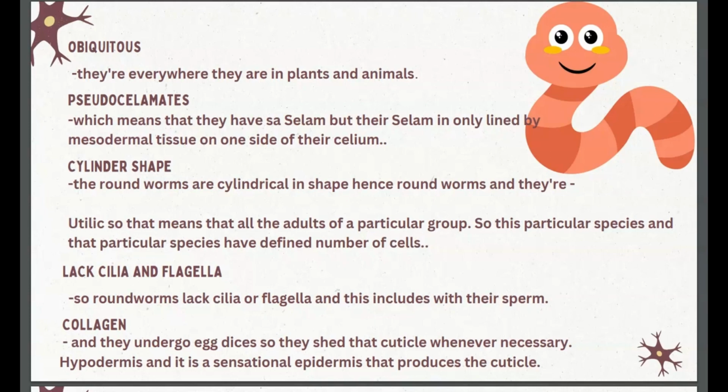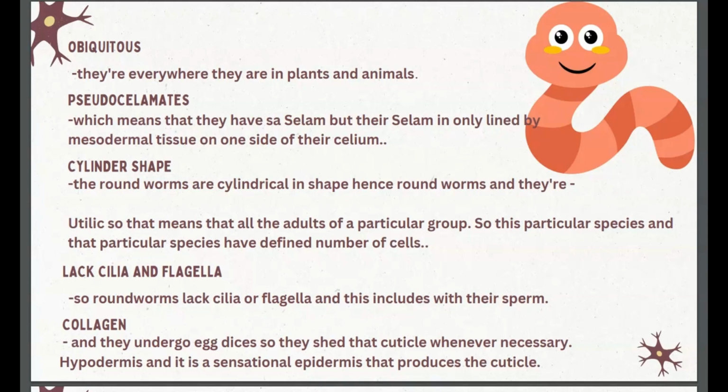So next is pseudocoelomates, which means that they have a coelom, but their coelom is only lined by mesodermal tissue on one side of their cavity. And this cavity helps to make their hydrostatic skeleton, which is similar to what we talked about, a hydrostatic skeleton in annelids. But the way that they use this skeleton for locomotion is very different from what we see in annelids.